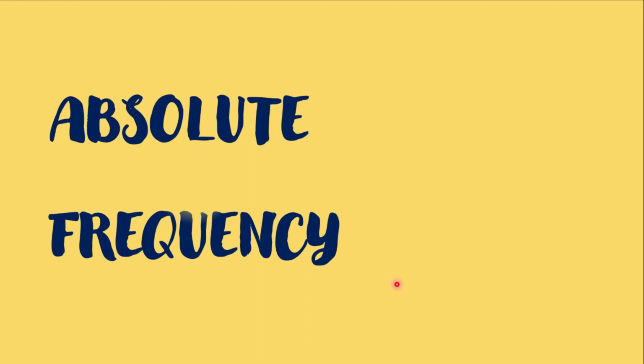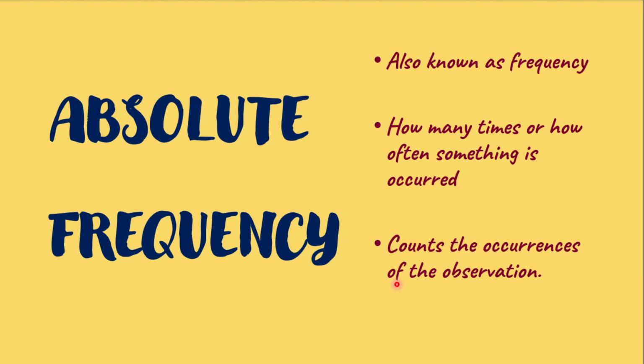The first one is absolute frequency. Absolute frequency is just the frequency. The values in the absolute frequency tell us how often or how many times a data point occurred in a data set. It simply counts the occurrences of the observation.